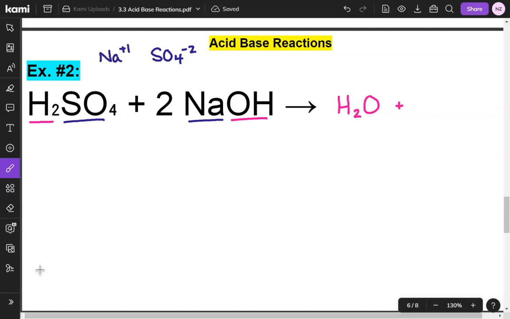So here we are going to need to balance the charges. So I'm going to need 2 sodiums to balance out with my sulfate. Okay, now we balance the whole thing.